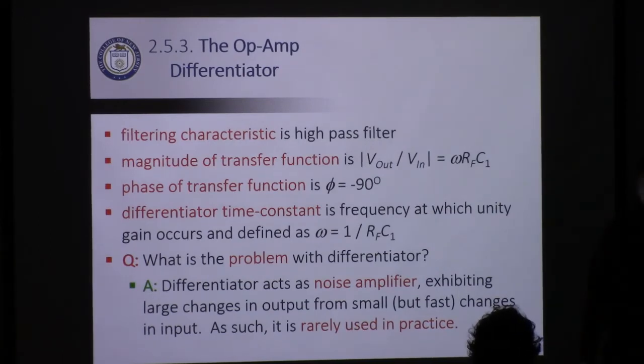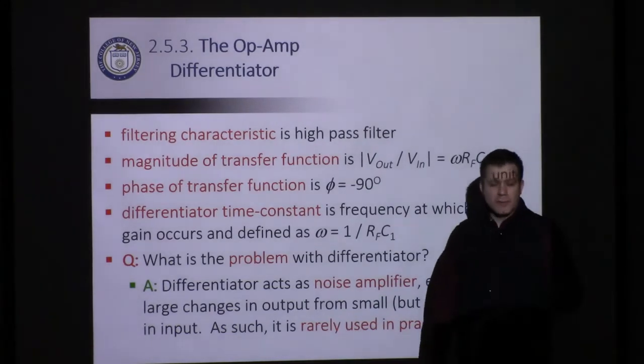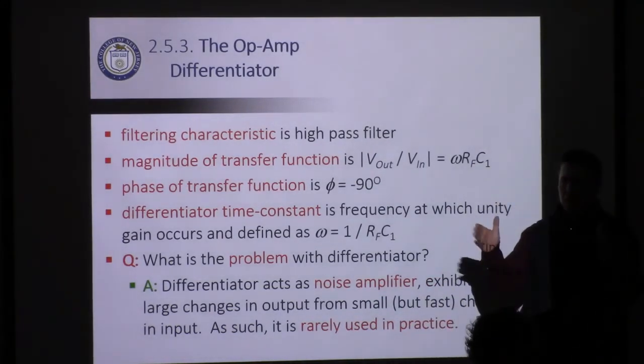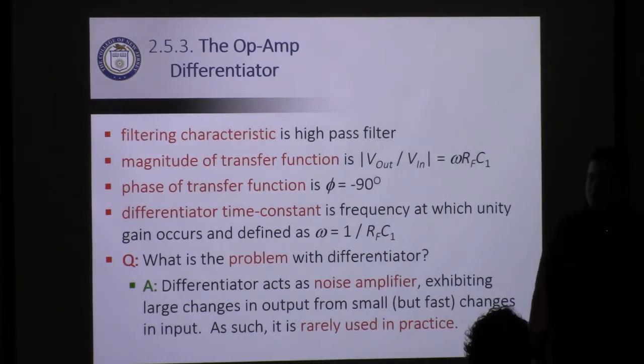So the derivative term of the PID controller often has limited applicability unless you can find some way to filter out or limit the range of the slopes that it's looking at, and that same problem would translate over to the differentiator op-amp.